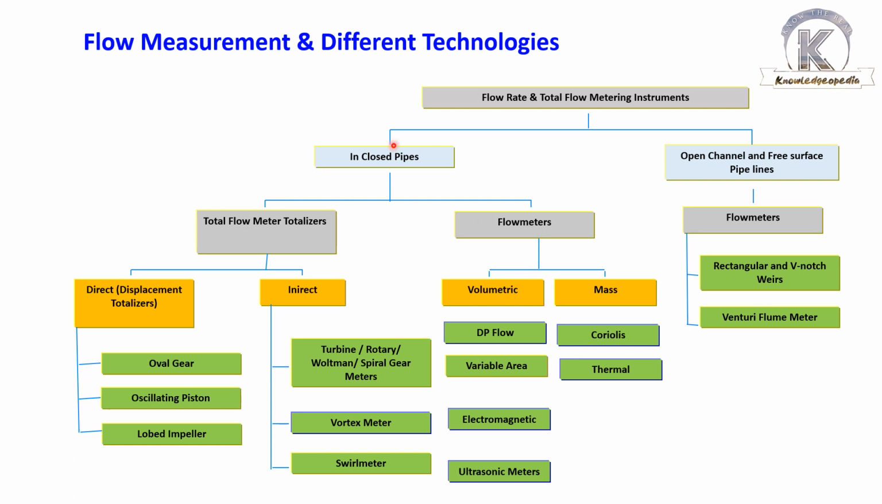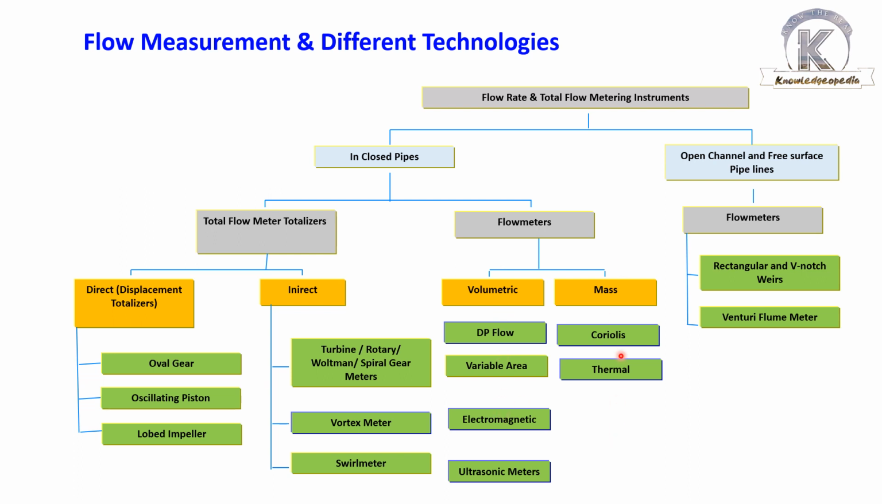Today we are on closed pipe technology. For closed pipe there are different ways of flow measurement, that means in terms of volume or mass flow. For volume, the most commonly used method in the world is electromagnetic technology. Electromagnetic technology is the most commonly used for volumetric measurement. It comes under volumetric measurement.